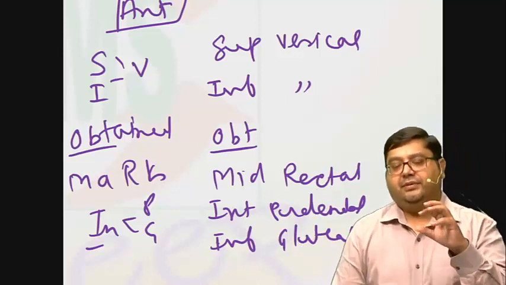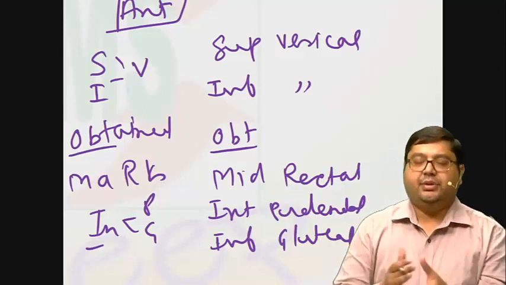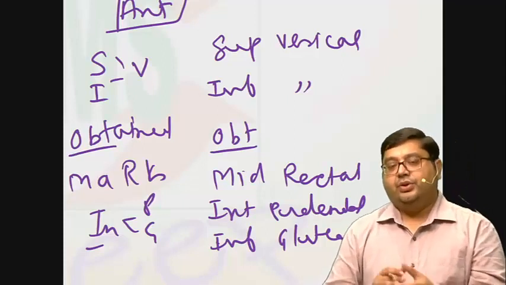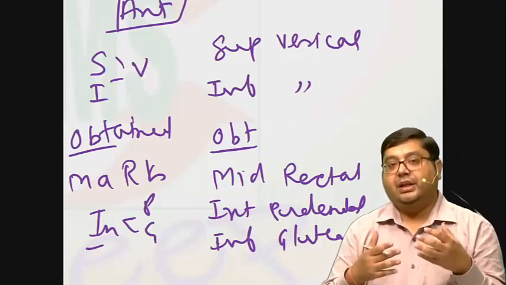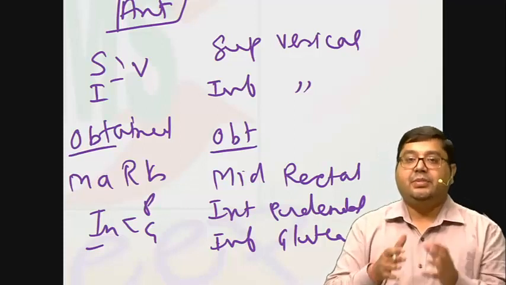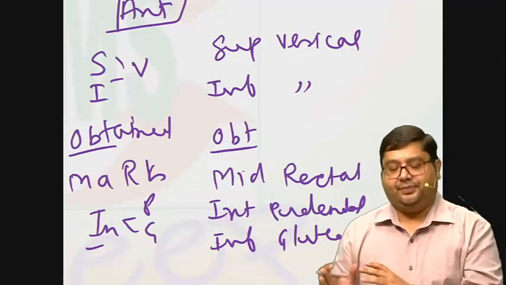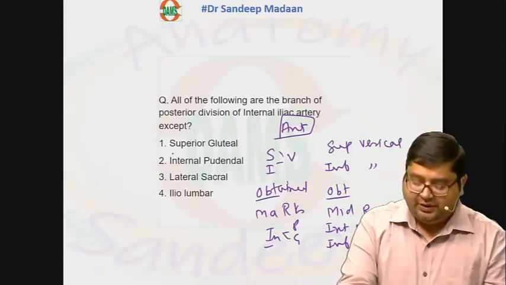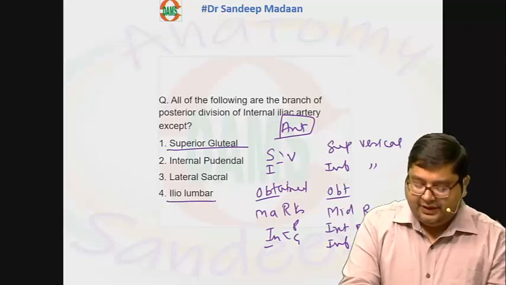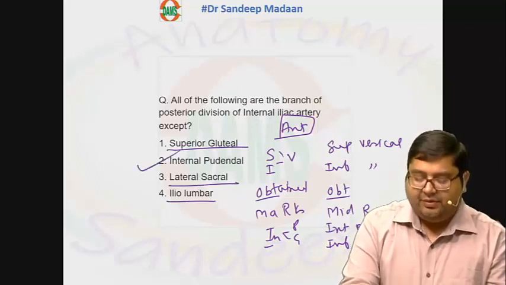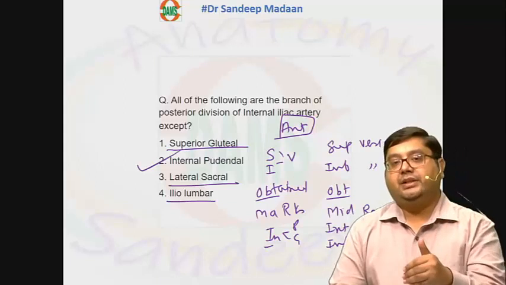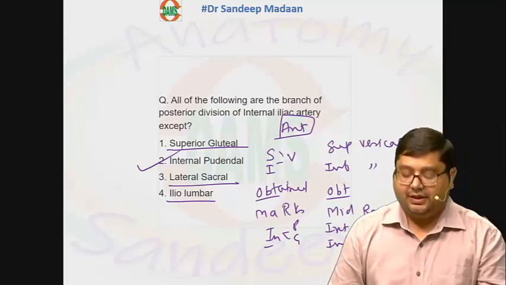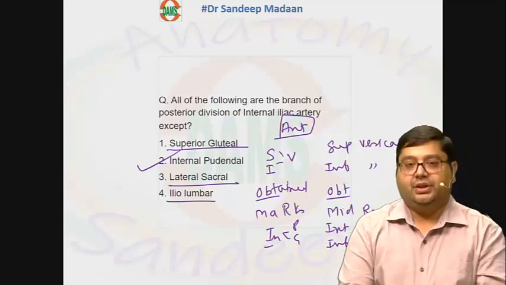Now inferior vesicle: vesicle is the word for the urinary bladder, right? Inferior vesicle means the lower part of the bladder where the prostate is. So the inferior vesicle artery is not present in females. Instead, it is replaced by the uterine artery and vaginal artery. From the posterior division, we have three branches: superior gluteal, iliolumbar, and lateral sacral. Internal pudendal will be the answer because it is a branch from the anterior division of the internal iliac artery. So that was this question, right?